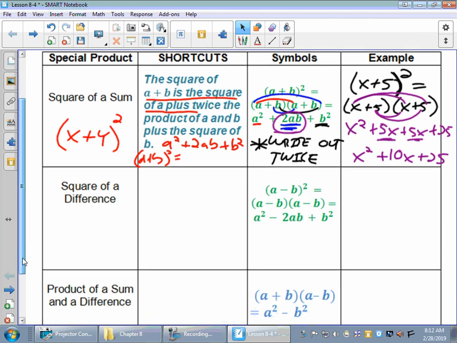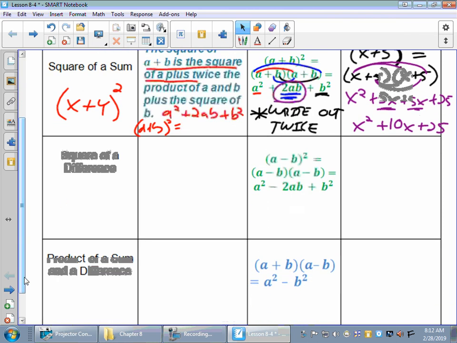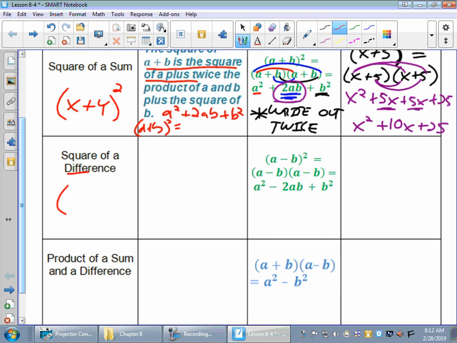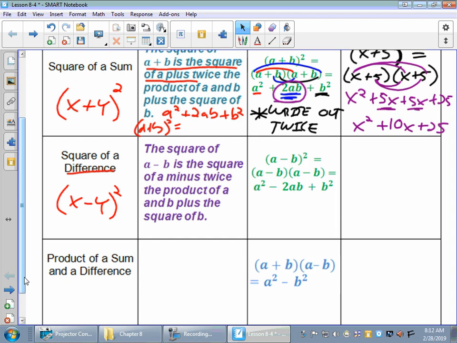The next one is a square of a difference. What is a square of a difference going to look like? Difference means subtraction, so it's going to be x minus y squared. And in words, it's just telling us the square of a minus b, right over here, is going to be equal to a squared minus twice the product. It's very similar, it's just a minus sign instead of a plus sign here, plus b squared, which is right here.